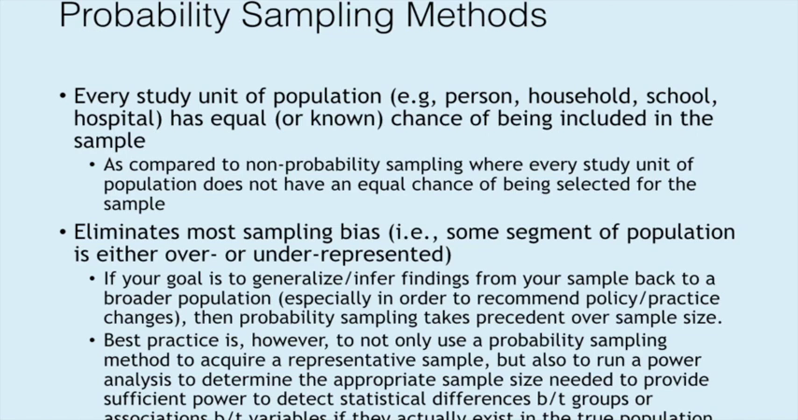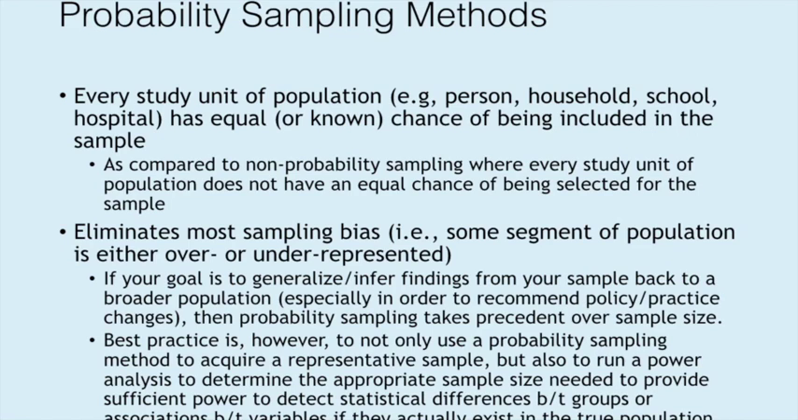Next, we'll talk a little bit about sampling methods. So probability sampling is when every study unit of the population, the people, the households, the schools, has an equal chance of being included in the sample. This eliminates a lot of sampling bias because the segments of the population are not over or underrepresented. So we want to use these sampling methods if we are trying to generalize our information from our sample back to the broad population.